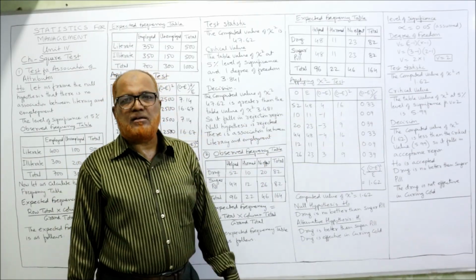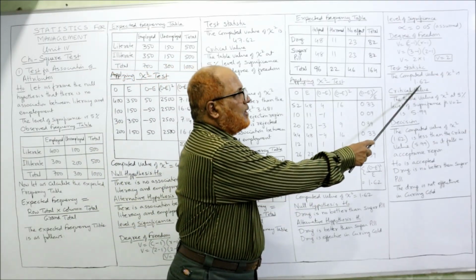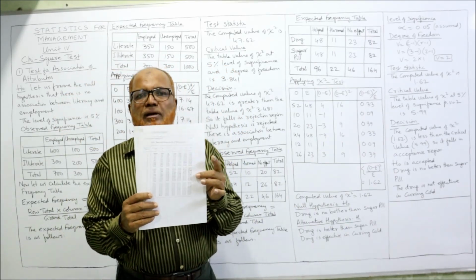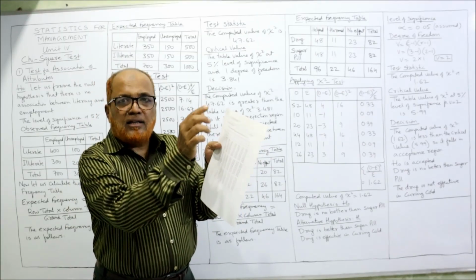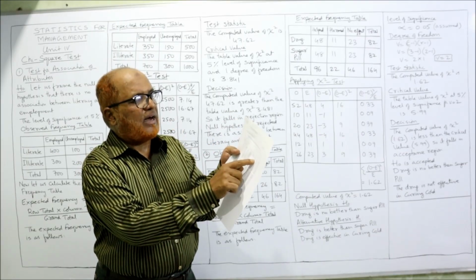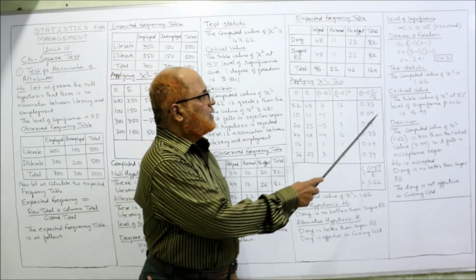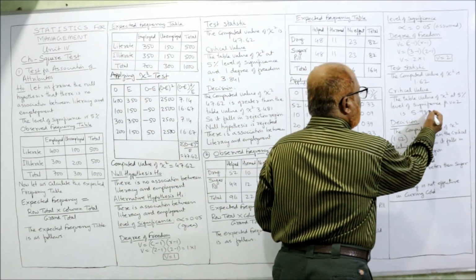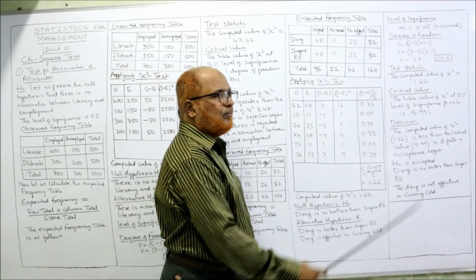Now test statistic, computed value of chi-square, already we got it, 1.62. Critical value. Now you have to refer to the table. In this table, for 2 degrees of freedom, in the row 2, under the column 0.05, you will get 5.991. The value is 5.991. So here 5.991 also you write it down. This is the table value or critical value.